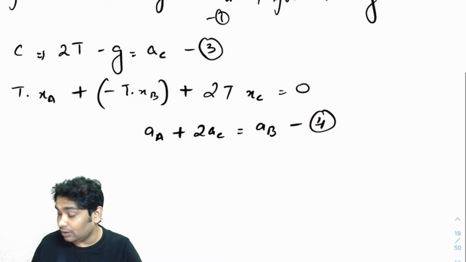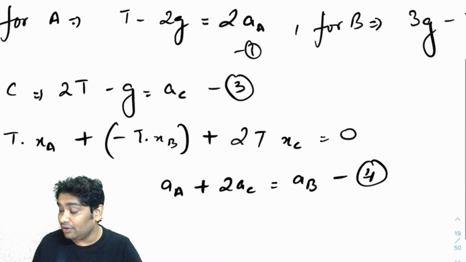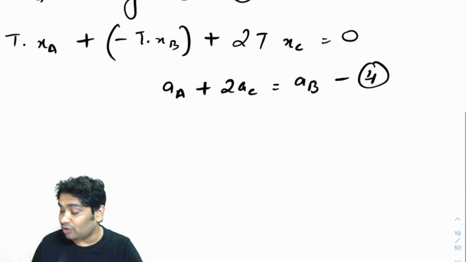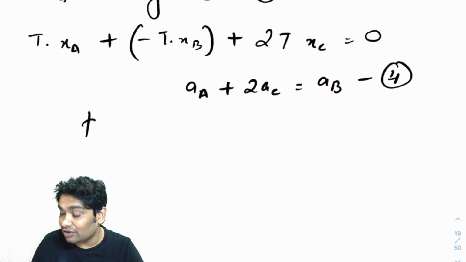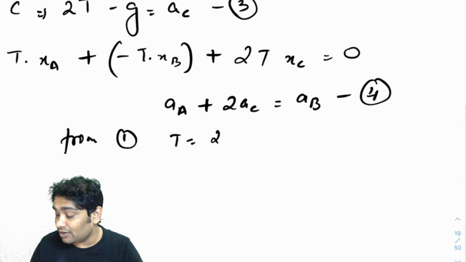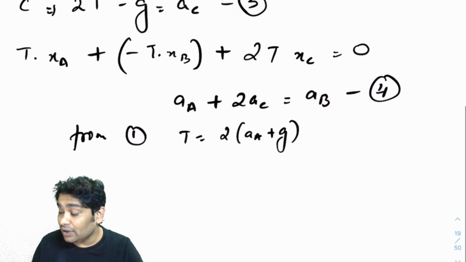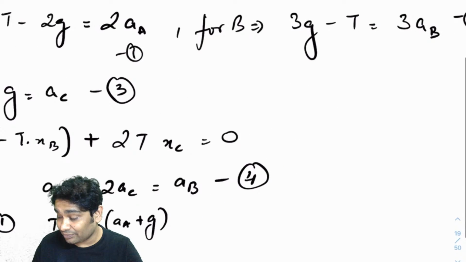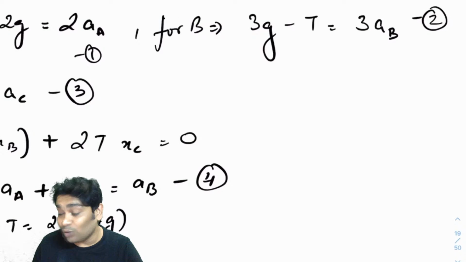Okay, so let's just start eliminating things. Let's put the value of t from any one of the equations. So from 1, let's start solving this. From equation number 1, I can say t is equal to 2 times (A_A plus g). Alright. Now let's substitute this in 2. So if I substitute this in 2, what am I getting?